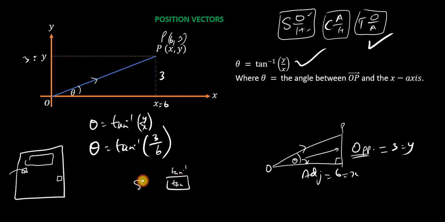Well, we want to press shift first, or second function, depending on which calculator you have. So it's the shift button or second function, then tan, and it will operate as tan inverse. You'll see tan inverse highlighted on the calculator with an open bracket, and then you put 3 divided by 6, and then close bracket.